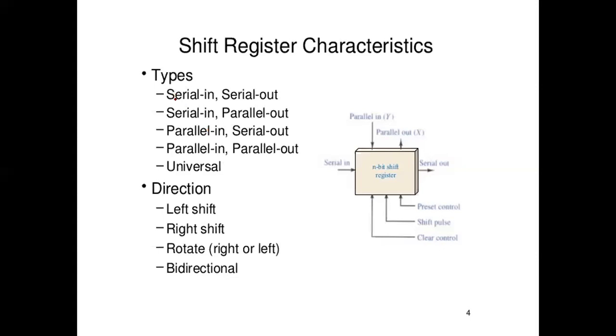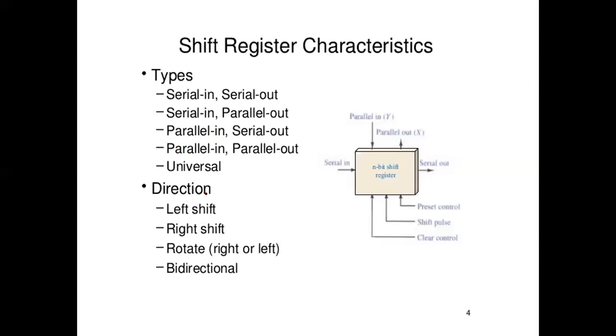So for shift registers, we have serial in serial out, serial in parallel out, parallel in serial out, and then parallel in parallel out. All the four types are given here. Along with that, there is one more, the universal shift register. Universal means it can do all the things. One logic diagram can do all the things. That is the universal one.